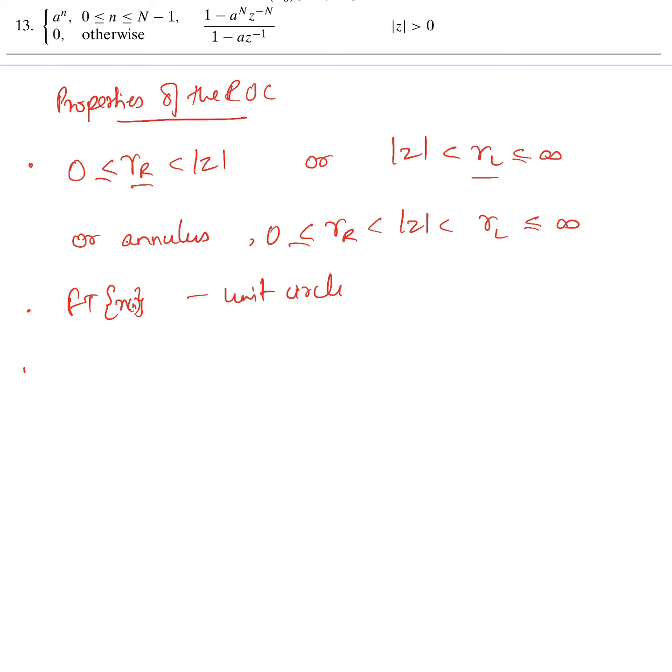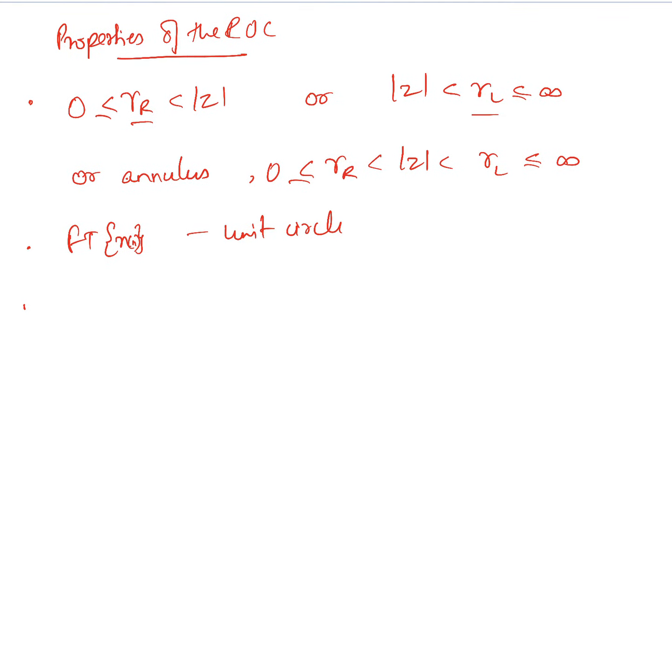The third property says that the ROC cannot contain any pole. And we saw above how to compute the pole. If you think a bit about this, the poles are based on the definition of the pole: the Z transform reaches infinity. So the ROC cannot contain any pole.